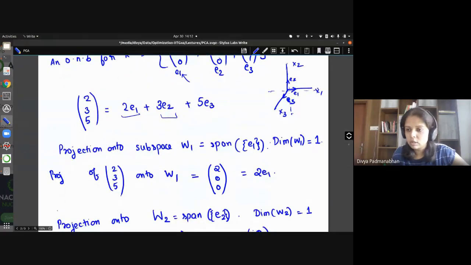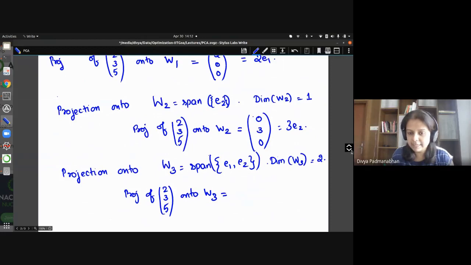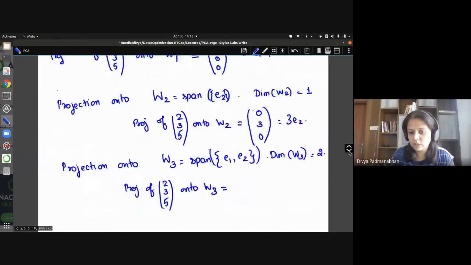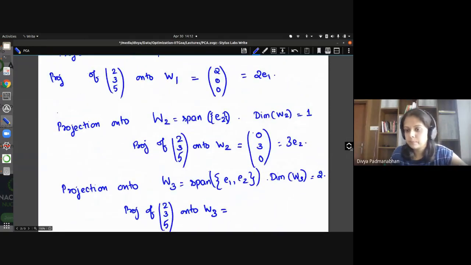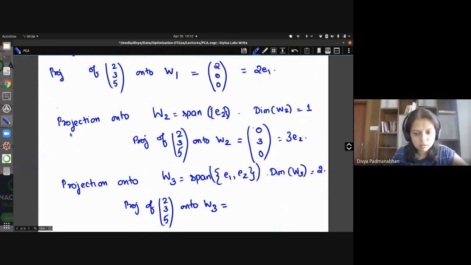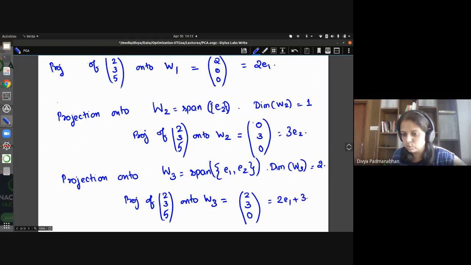So what we're doing now is a projection onto W3. W3 is just spanned by E1 and E2, these two vectors. So what would the projection onto this be? 2 comma 3. Yes, 2, 3, and actually 0 if you want to represent it as a vector in 3 dimensions itself. So this is just 2e1 plus 3e2.